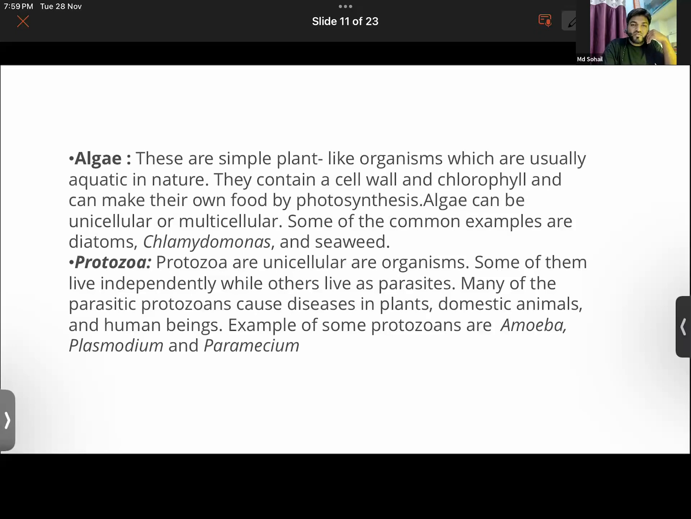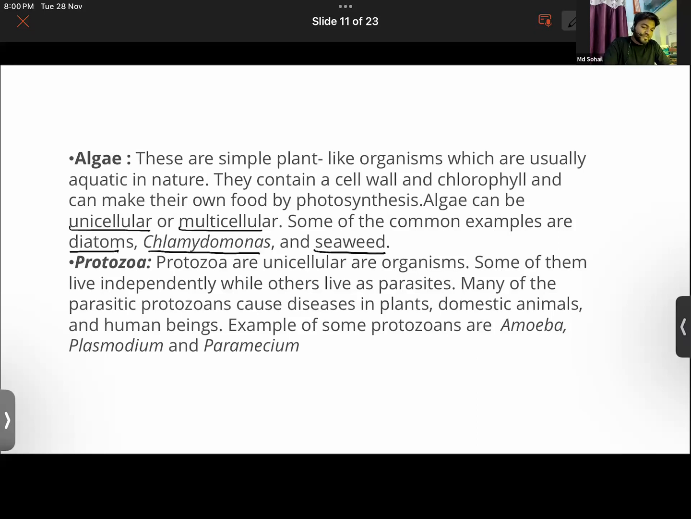Algae does not have any root. Apart from that, they do not have any stems as well. They do not have any leaves as well. So in this manner, these two are different. Very good, Ahmed. And some of the algae, as Arham was saying, could be unicellular, while the majority are multicellular. These are some of the examples: diatoms, chlamydomonas, and seaweed.